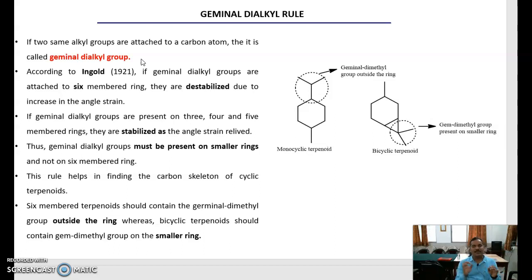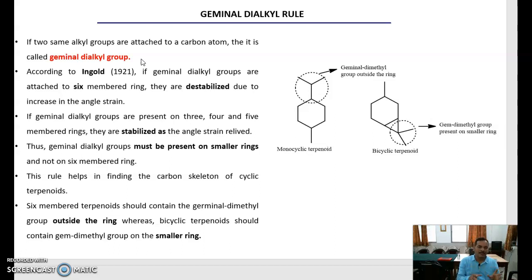What he said is that if the Geminal dialkyl group is present on a 6-membered ring, then that Geminal dialkyl group increases the angle strain, and due to the increase in angle strain, the ring is destabilized. But further he said that if that Geminal dialkyl group is present on smaller rings like a 3-membered, 4-membered and 5-membered ring, then they are stabilized because the angle strain is relieved. In other words, if the Geminal dialkyl group is present on a smaller ring like 3-membered, 4-membered, 5-membered, then the angle strain is relieved. But if it is present on a 6-membered ring, then there is an increase in angle strain and that 6-membered ring destabilizes.